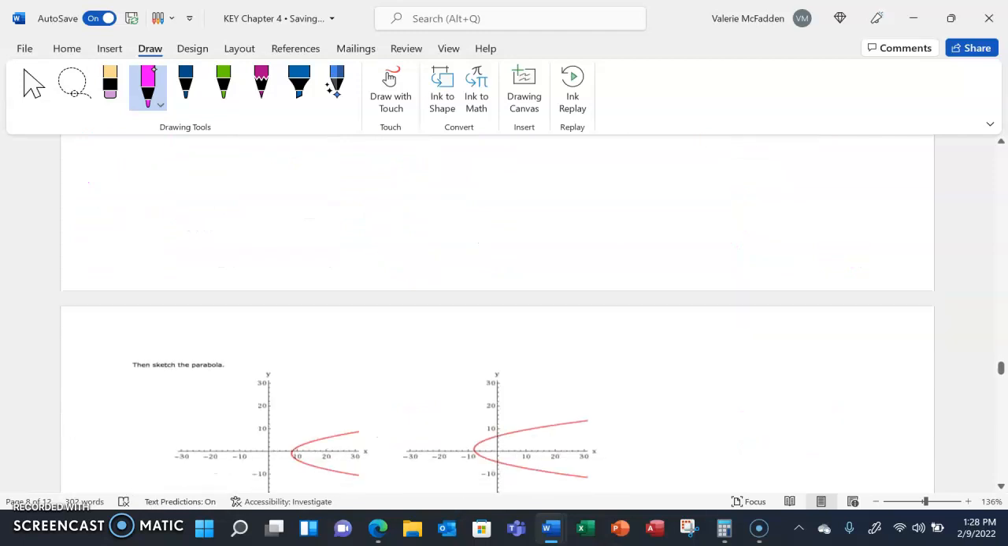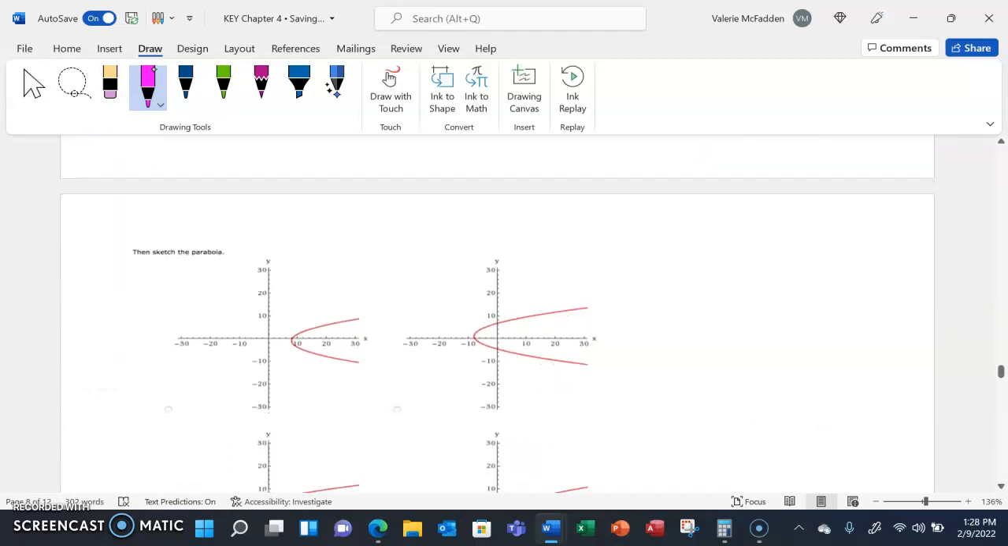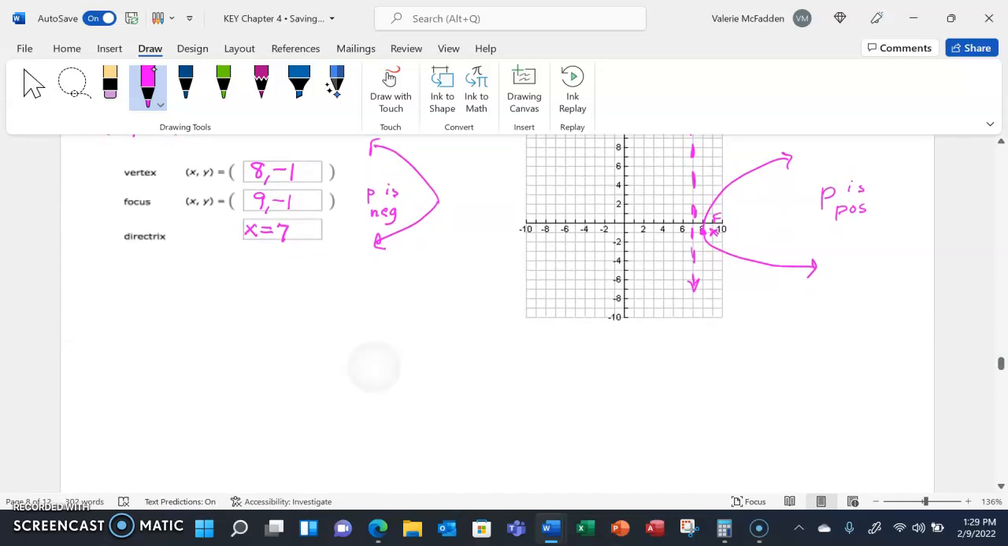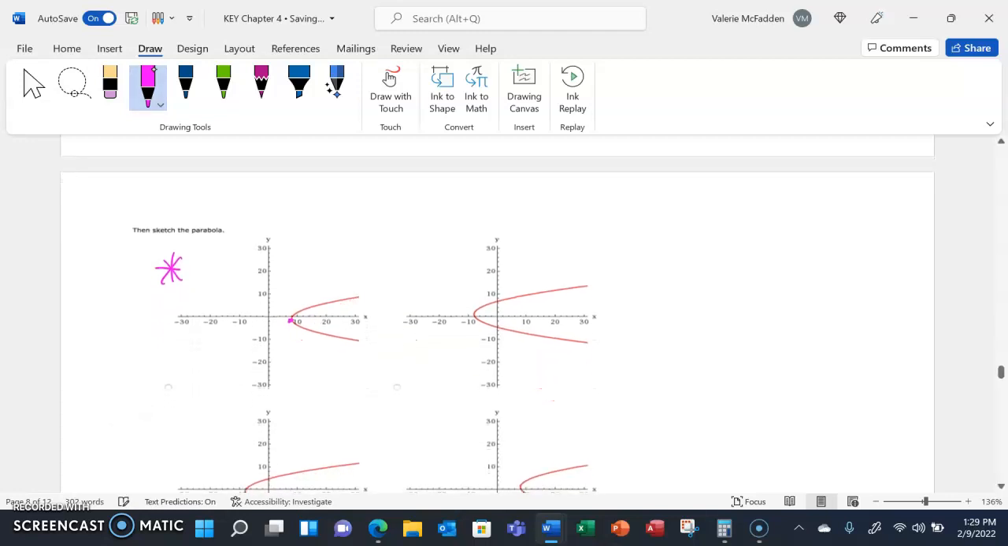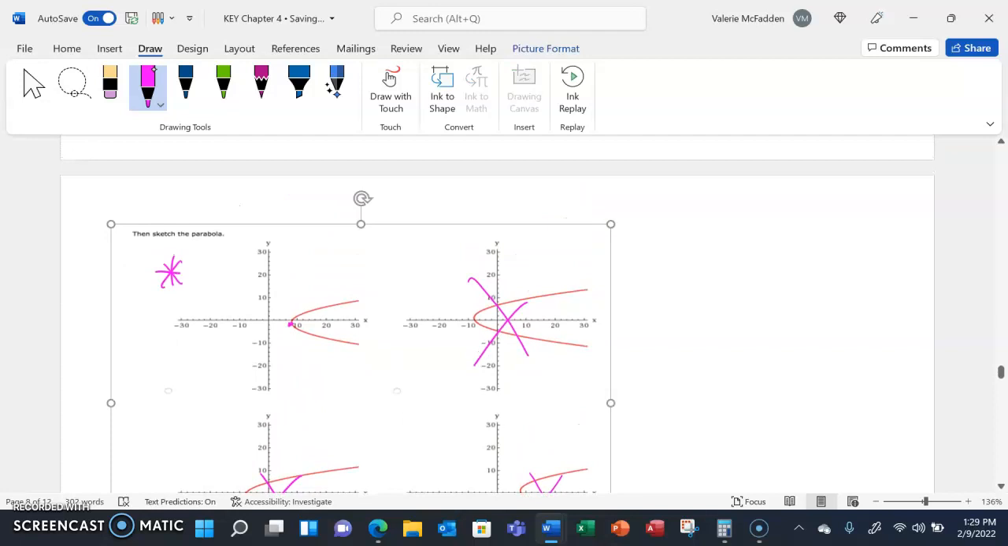Okay, are we matching down here? We are. Notice they're going by 2's on this. And our vertex was 8, negative 1. I think it's the first one. Remember, they're going by twos. Yeah, it's definitely not that one. That's 8, positive 1. So it's the first one.